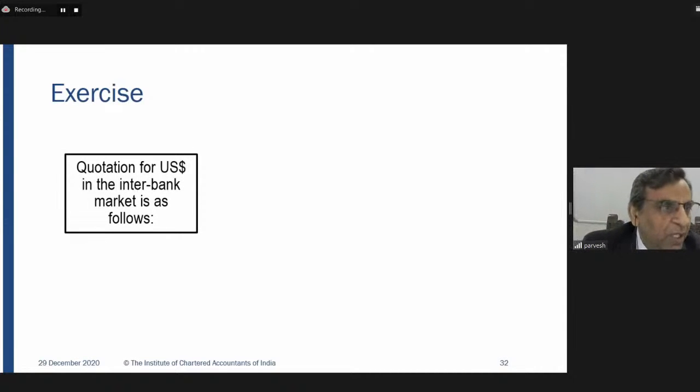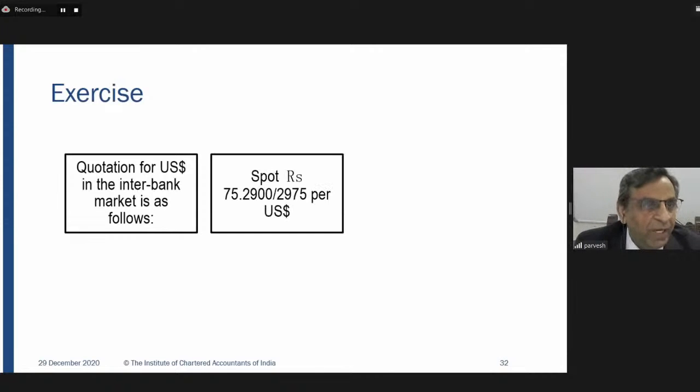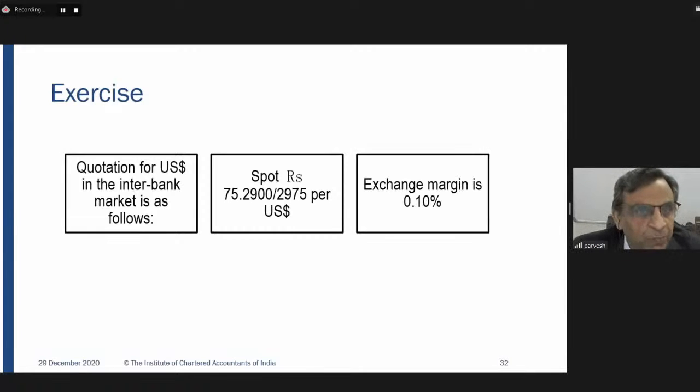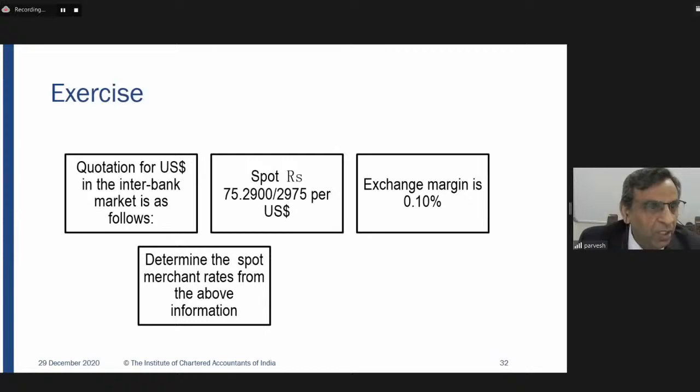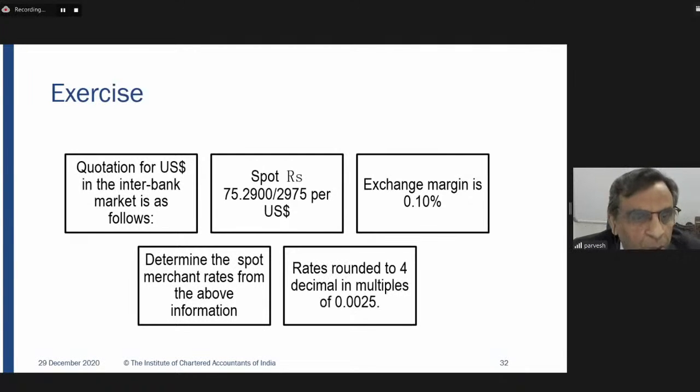Quotation for US dollar in the interbank market is as follows. Okay. Spot rate is 75.2900 oblique 2975 per dollar. So this is the same question I put it in a more bold fashion. Exchange margin is 0.1%. Determine the spot merchant rate from the above information. Rates rounded to 4 decimal in multiples of 0.0025. Okay, so just have a look at this question.